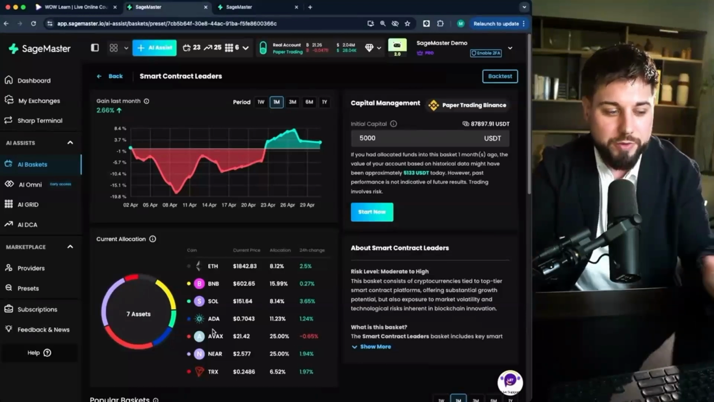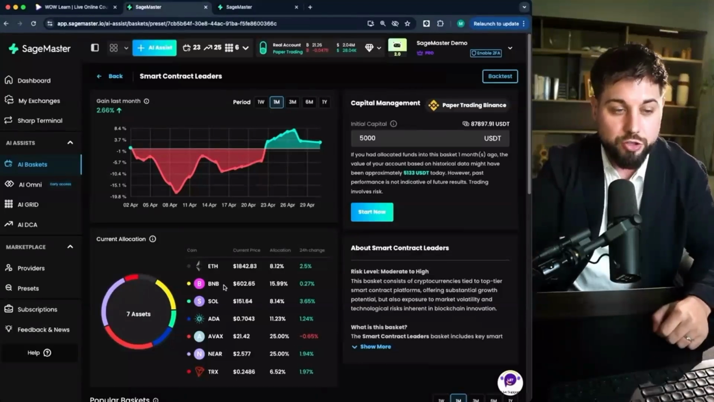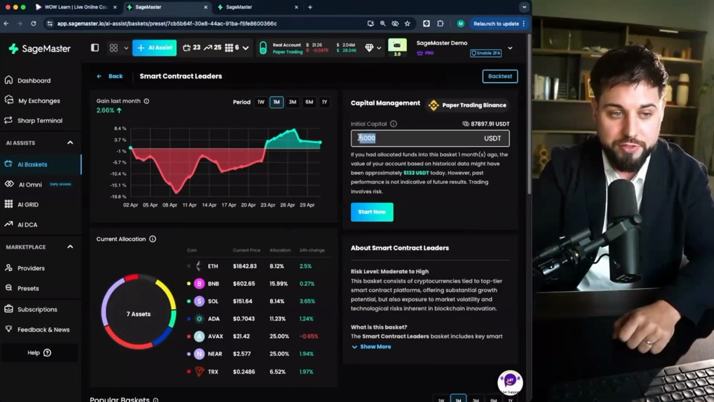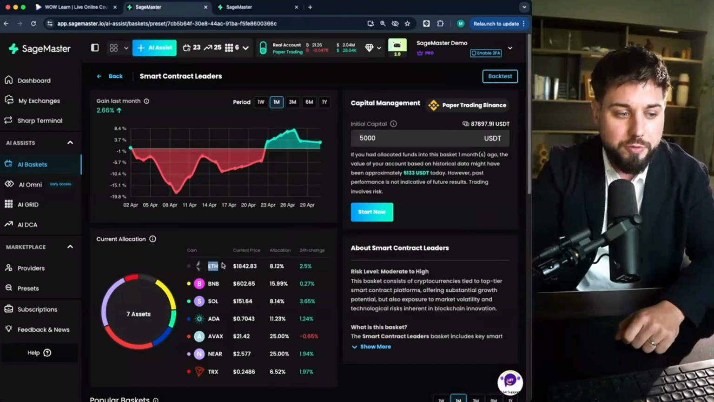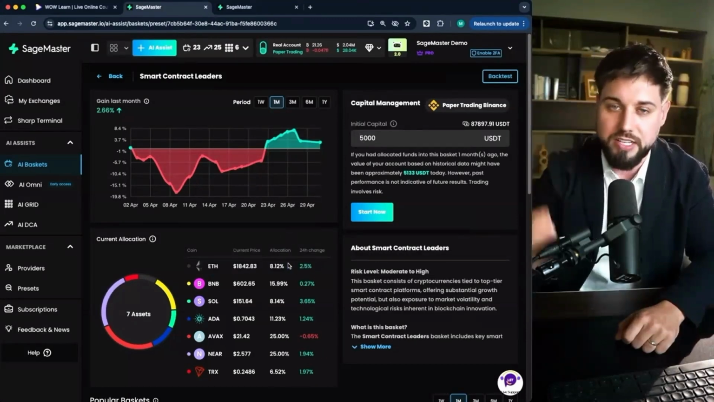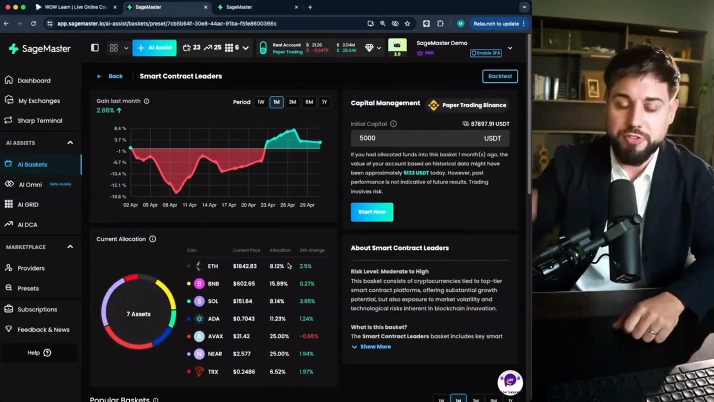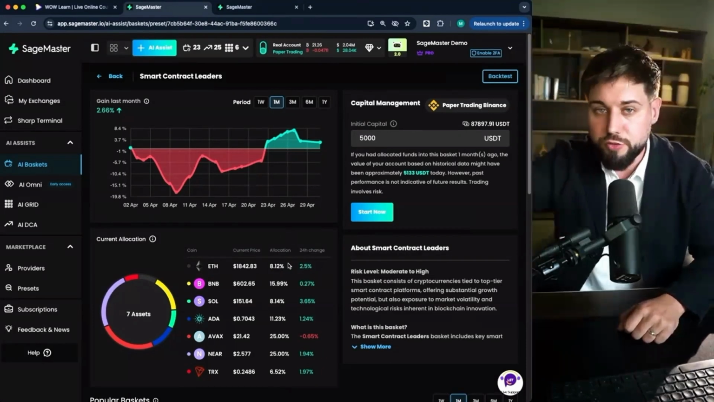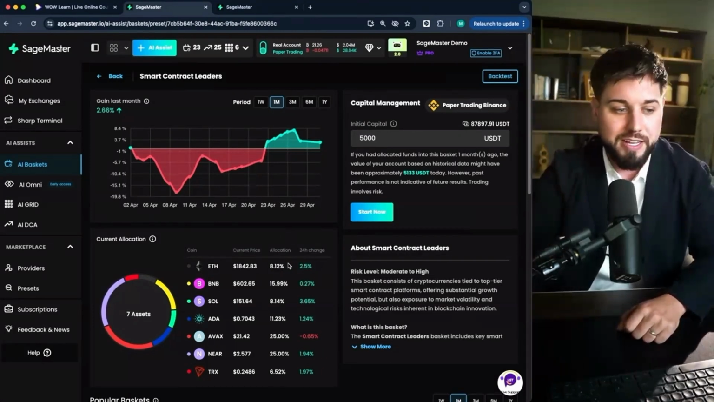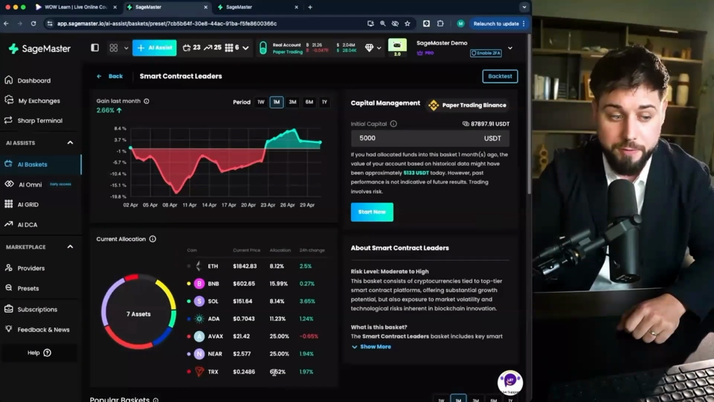So what happens now with these larger tokens as you're starting a basket with 5,000 USDT in this particular scenario? Well, let's say Ethereum goes up 10% in value, until next week. What happens is that SageMaster AI redistributes this 10% profit into the other tokens to come back to your first allocation, as you can see here.